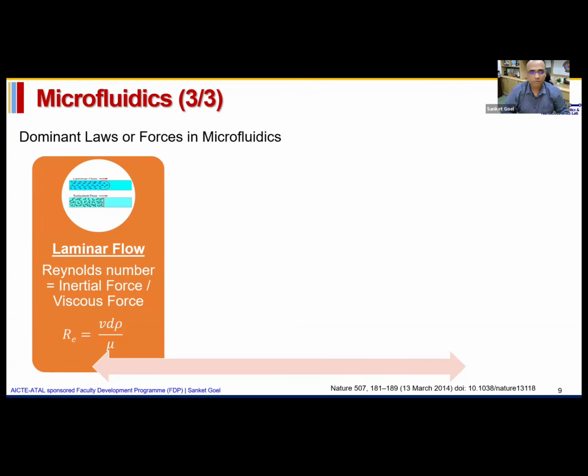And those of you who are from the mechanical engineering background must have heard about something called Reynolds number. And this Reynolds number is typically less than 1,000 or even close to 100 or so. And Reynolds number defines the ratio of inertial force and viscous force.